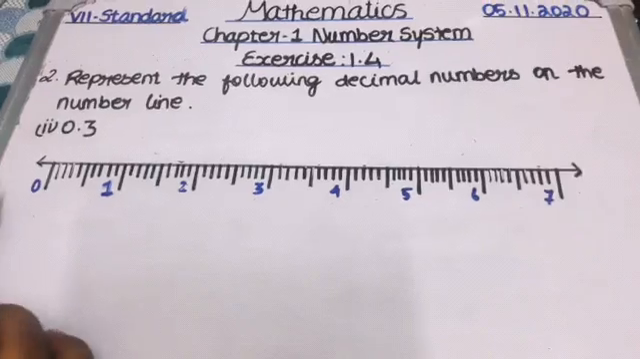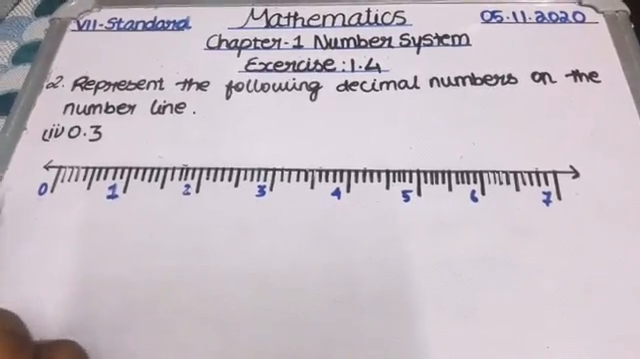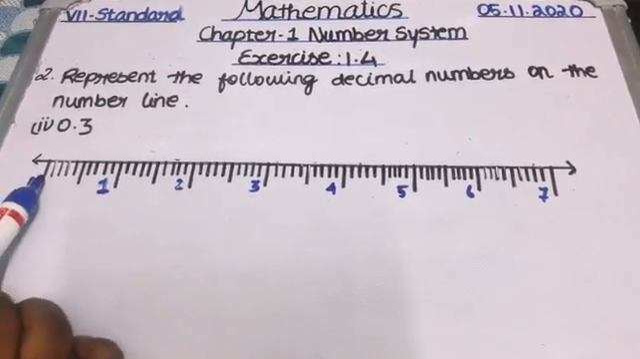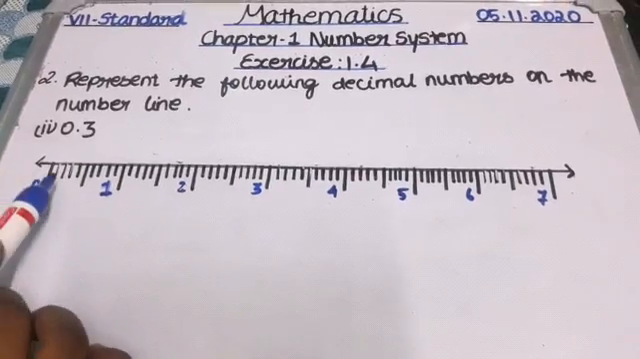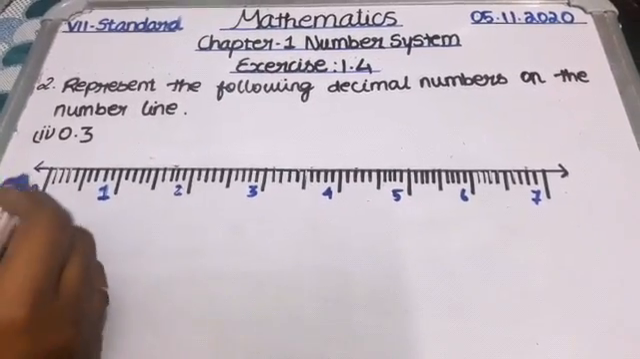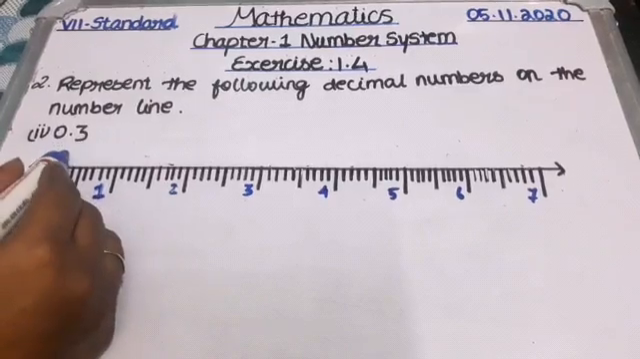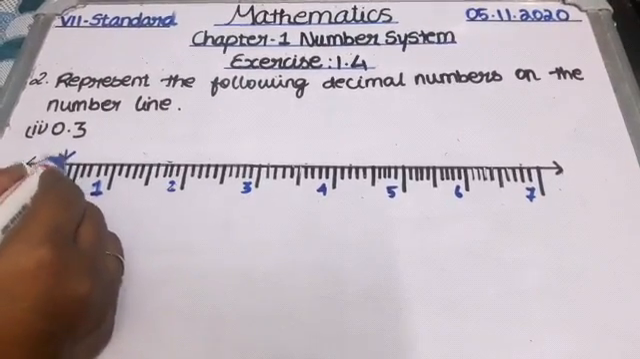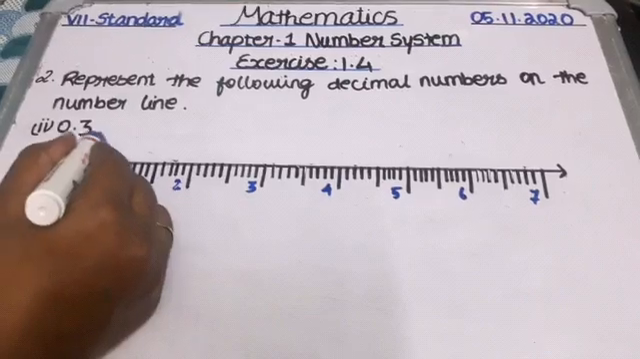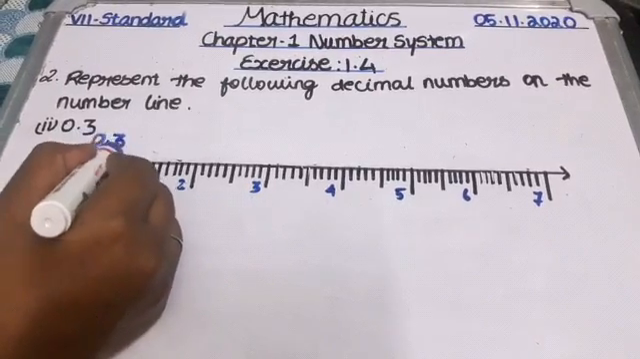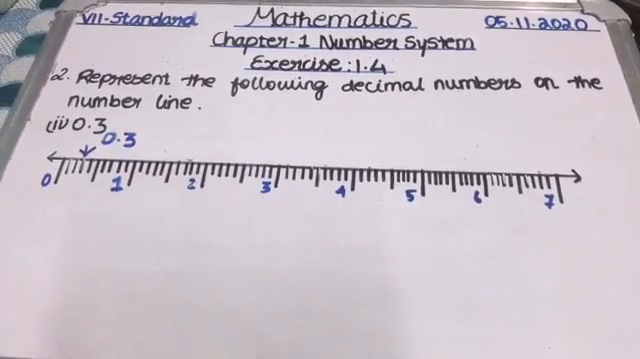So let me consider here 0. After 0 what do we get? 0.1, 0.2, 0.3. So where is 0.3 represented? Here. So here 0.3 is represented. So after that you can write this is the value of 0.3. Okay students.